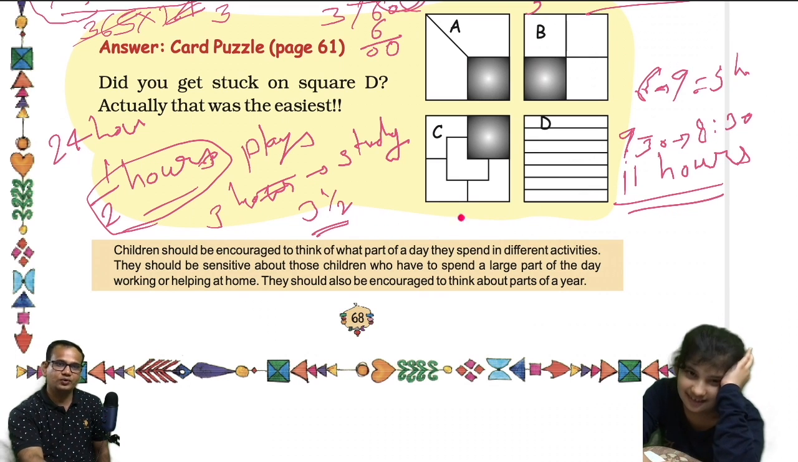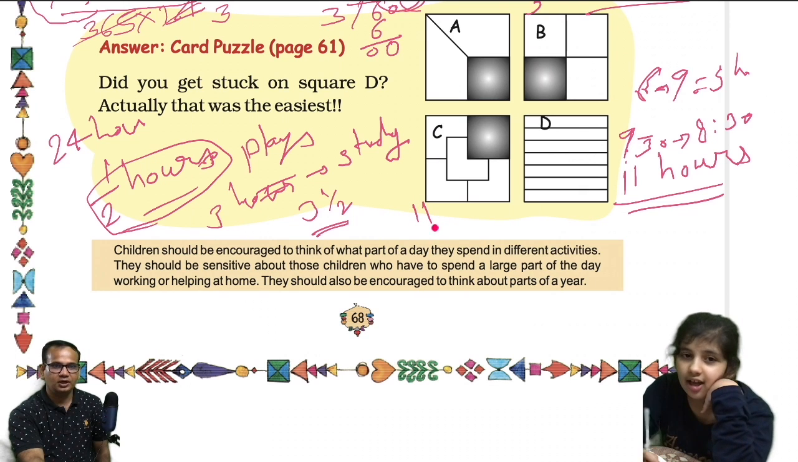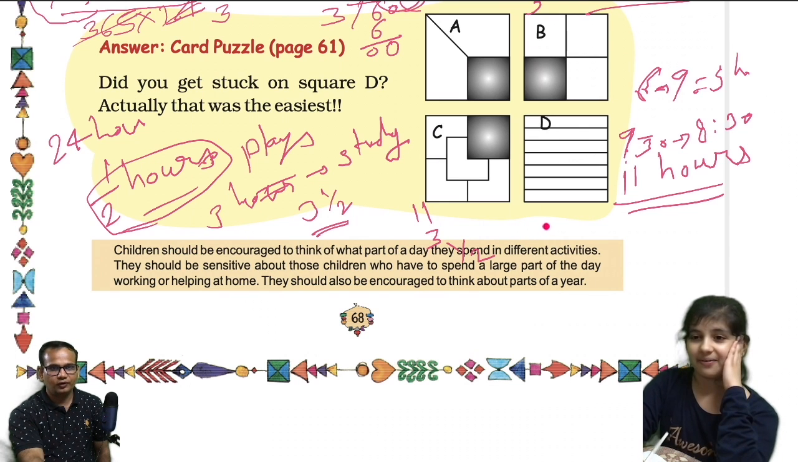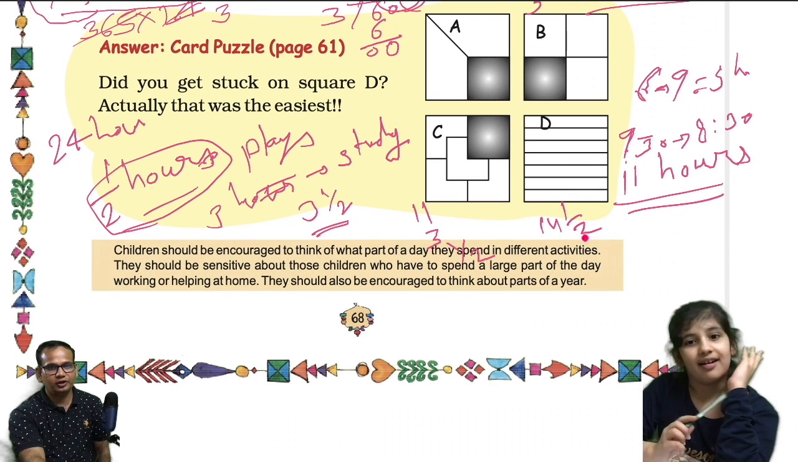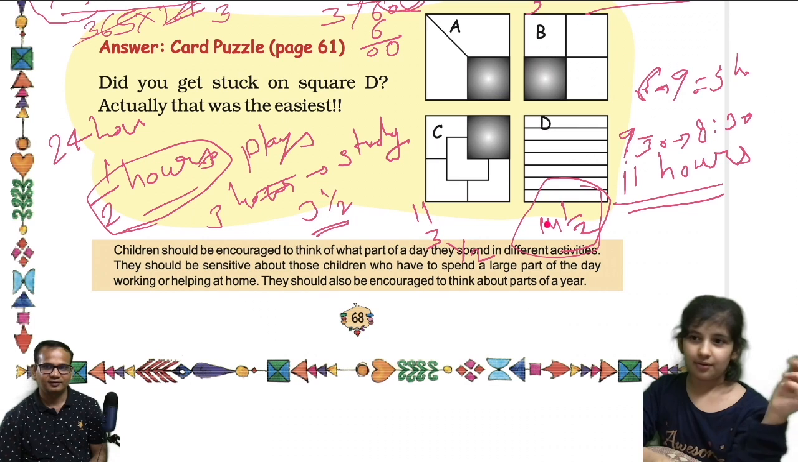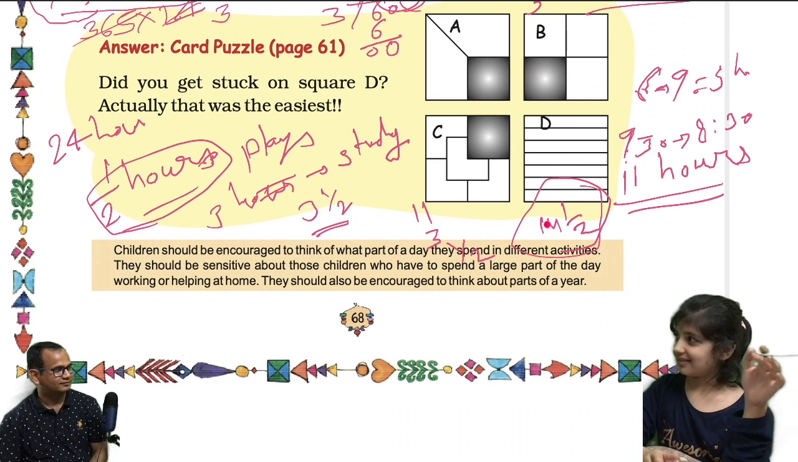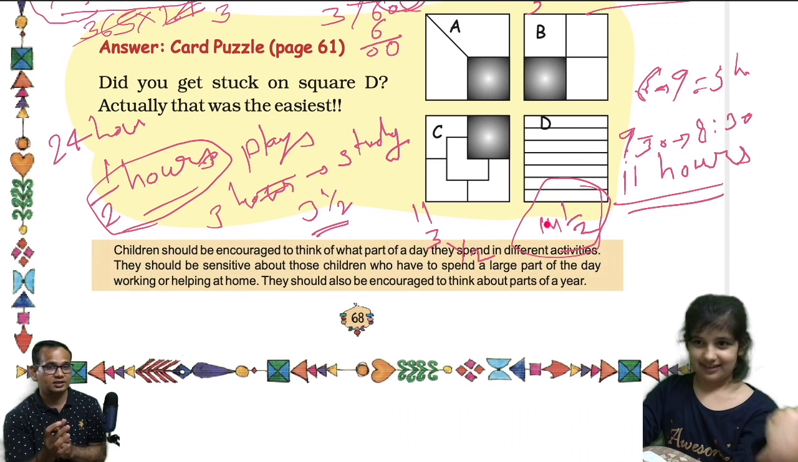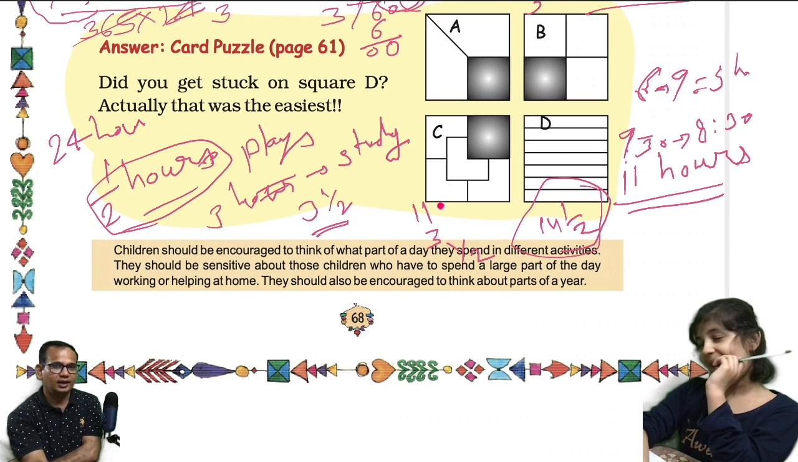Okay, 11 hours she slept. So how many hours do we have? 11 hours she slept, 3 hours she studied, and half an hour she played. So we have in our hand 14 and a half. So remaining, what did you do? Remaining hours, I think I simply roamed around or did other activities.